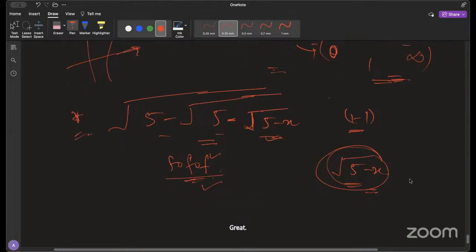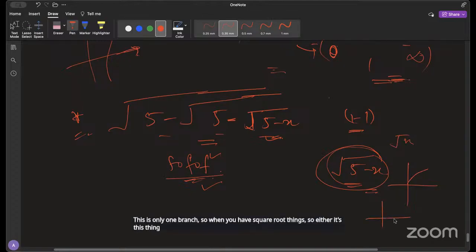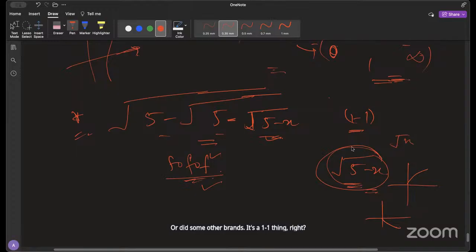So is this a 1-1? This is only one branch. So when you have square root things, either it's this thing or it's this thing or it's some other branch. So it's a 1-1 thing, right? That's why this is a 1-1 function. Yes, ma'am.